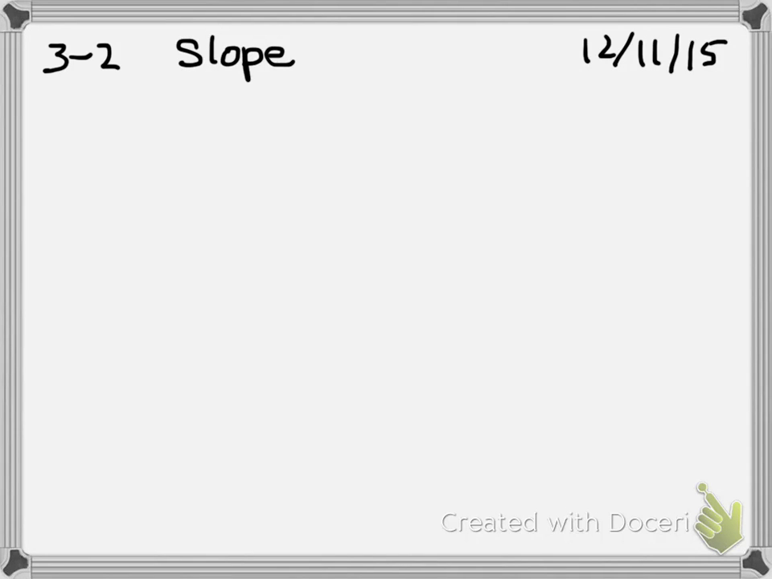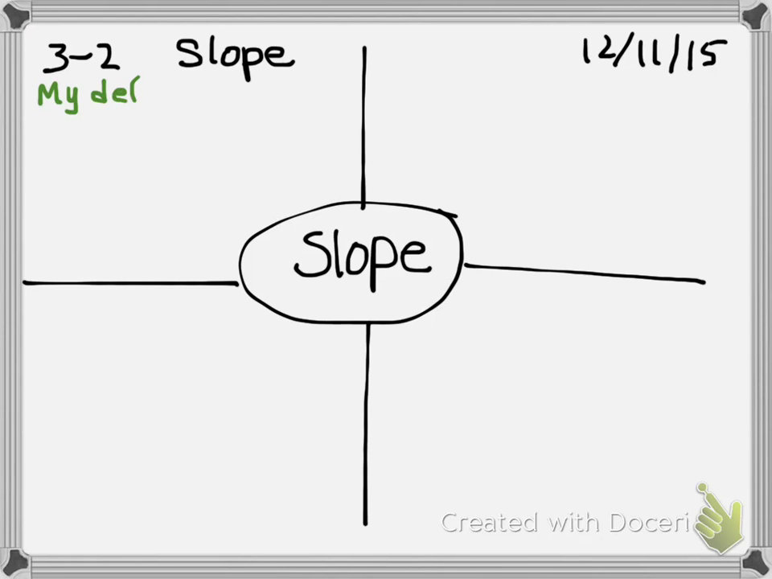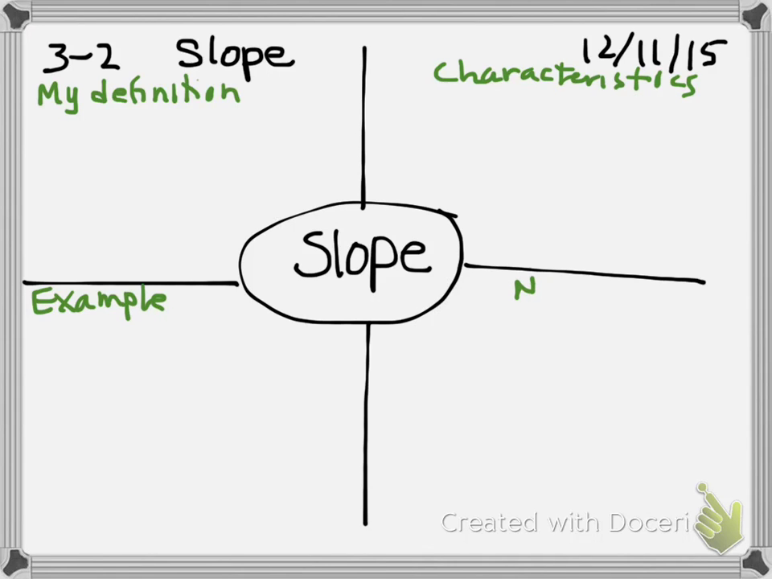We're going to make our own Frayer model. I didn't have copies made up. So remember with the Frayer model, you put the word in the center and create 4 categories, and each one tells you something different. The first category is my definition, where we give a definition for what slope is. Then we're going to give characteristics about slope, an example of what slope is, and then some non-examples.